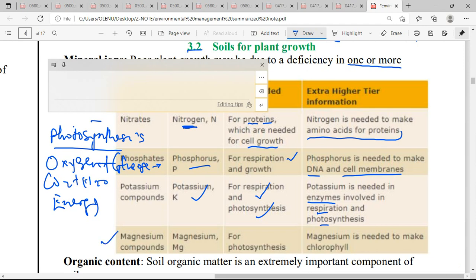Then magnesium. Magnesium is a major component of chlorophyll. So it's needed to make chlorophyll, and chlorophyll is the pigment in plants that helps to trap sunlight for photosynthesis. So without magnesium, the plant will not be able to photosynthesize.